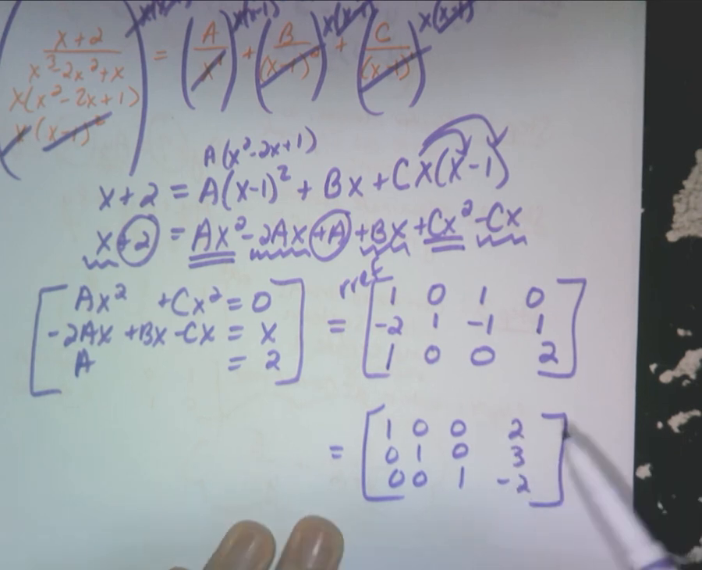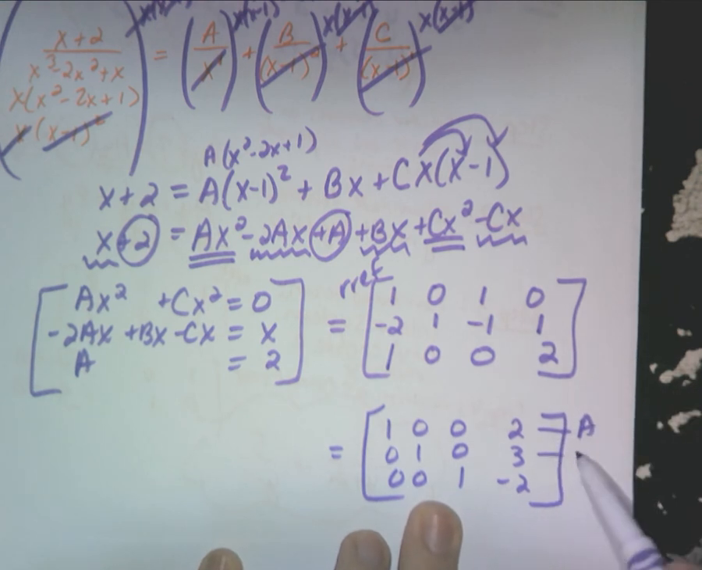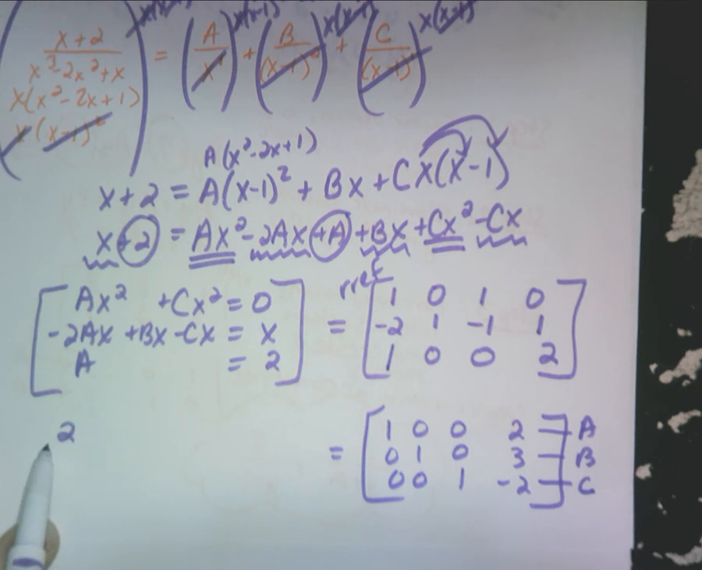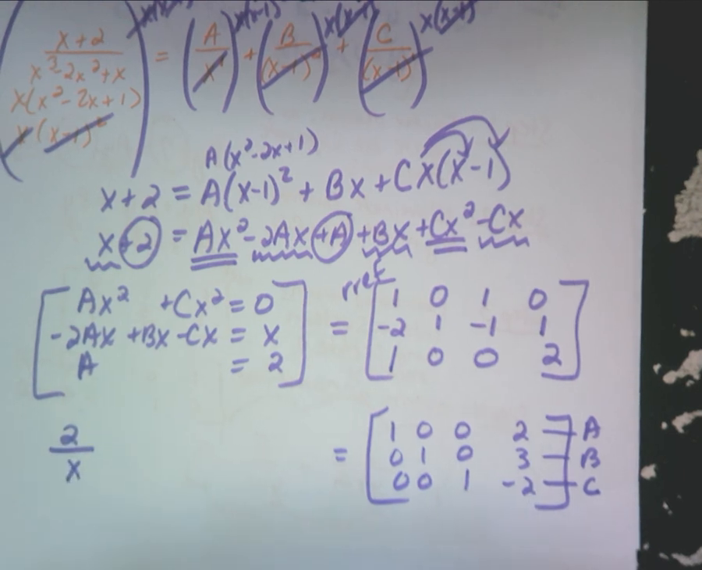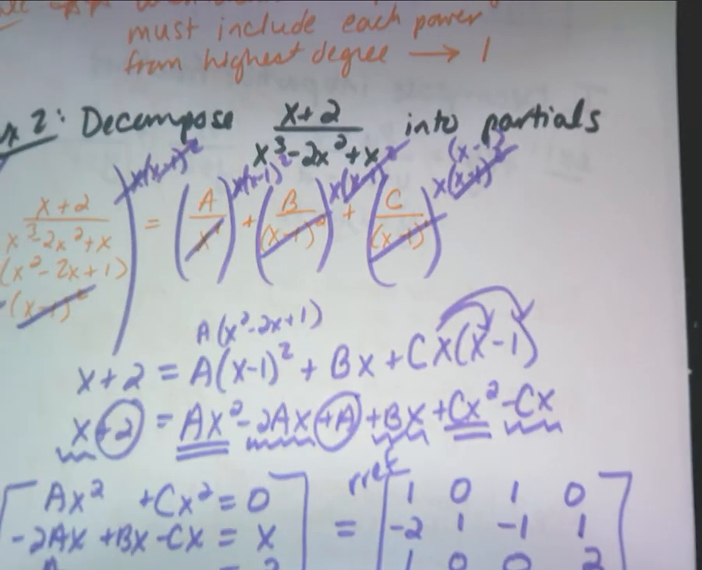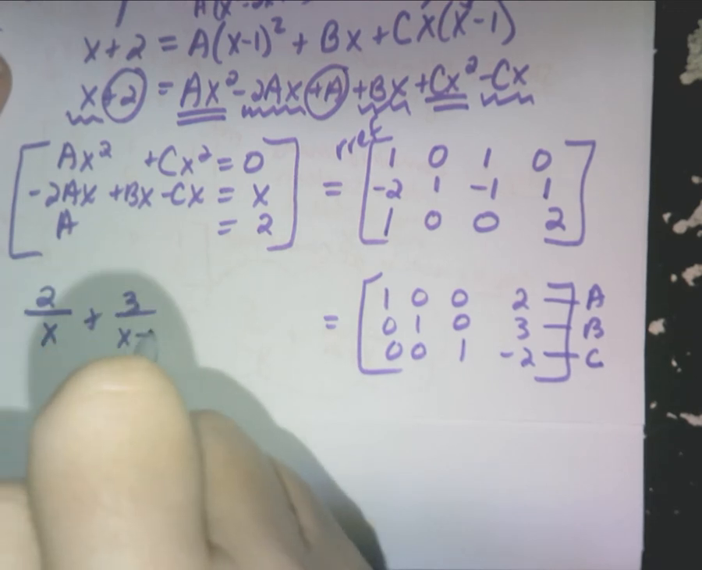And again, what are those 3 numbers representing? Well, this is your A, that middle is your B, and that middle is your C. But you have to write it correctly in its decomposed form. So what would you put? 2 goes over what? X. Look back up here. 2 goes over X. B, which was 3, goes over the x minus 1 squared. So 3 over x minus 1 squared.